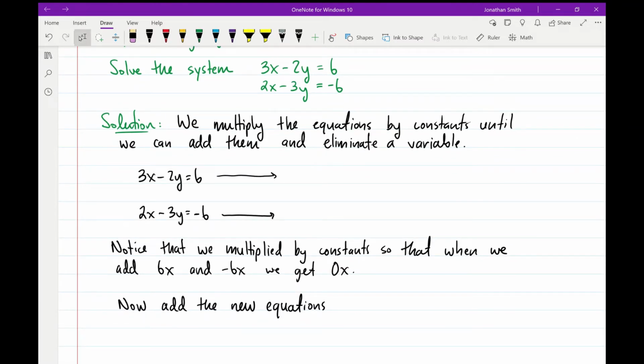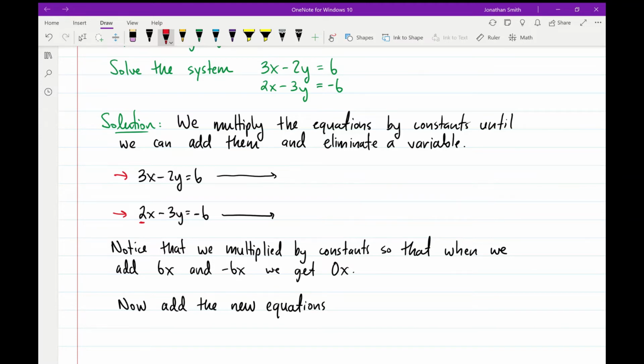In this case, we want to multiply our equations by constants so that we can add them and eliminate one of the variables. So what do I notice? I notice that I have a 3x minus 2y in the first equation, and I have a 2x minus 3y in the second equation. And I want to multiply the equations by constants so that the coefficient of x in the first equation and the coefficient of x in the second equation are equal to one another. So I notice I can multiply 3 by 2 to get 6, and I can multiply 2 by 3 to get 6 as well.